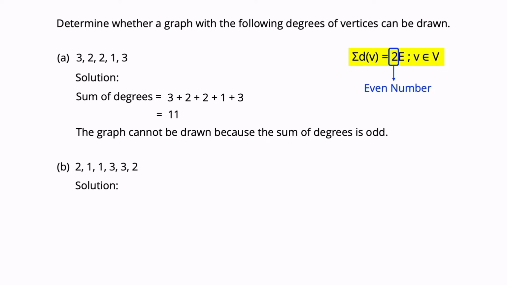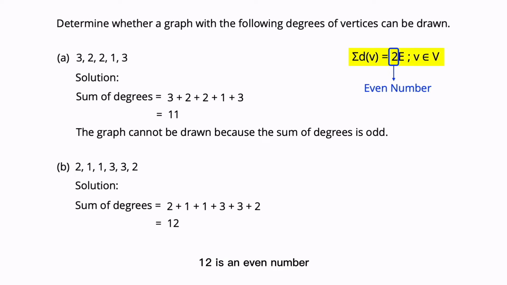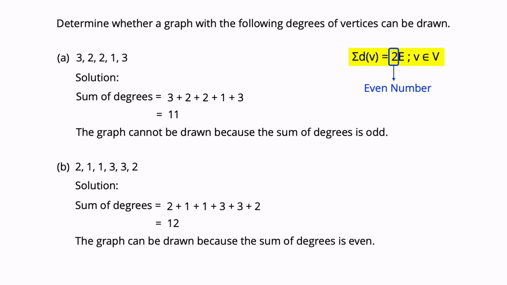For B, the sum of degrees is 2 plus 1 plus 1 plus 3 plus 3 plus 2 equals 12. 12 is an even number. Therefore, the graph can be drawn because the sum of degrees is even.